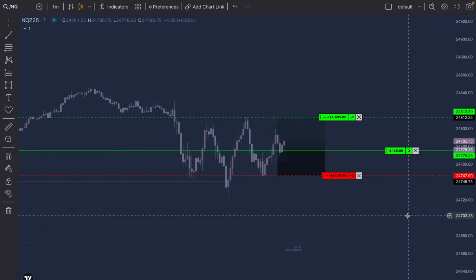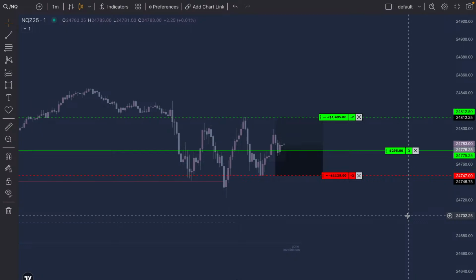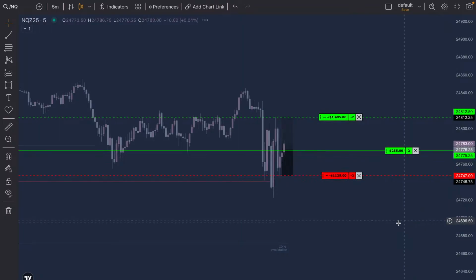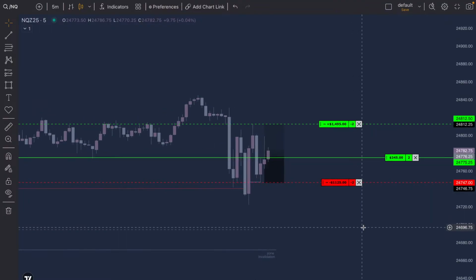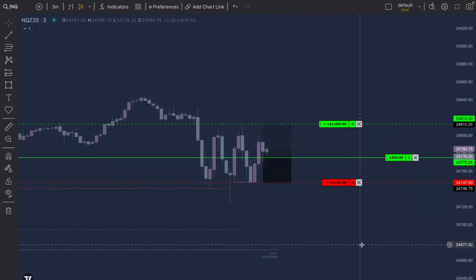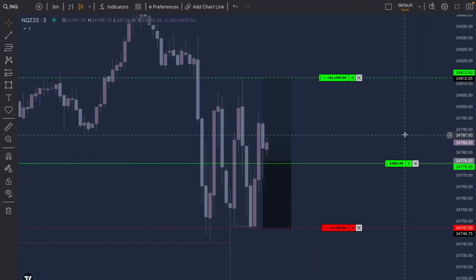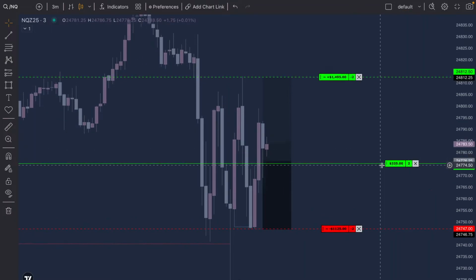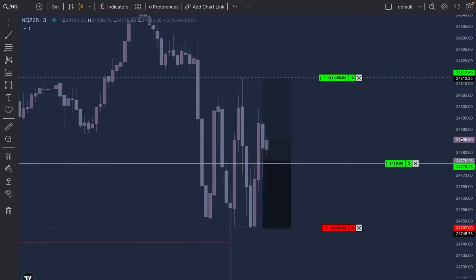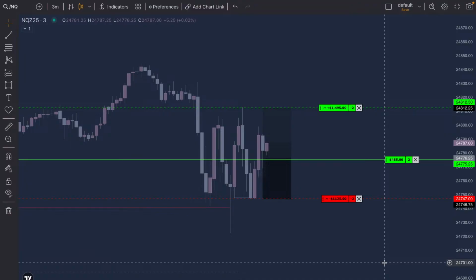I ain't gonna lie, y'all, I feel like I'm in a flow state. That was a crazy entry. I was looking on the 5, looking good on the 5. We're looking good on the 3. Yeah, so my entry point, I could have entered off the 3 minute zone. The 3 minute would have been the best area to actually enter, but it's fine.